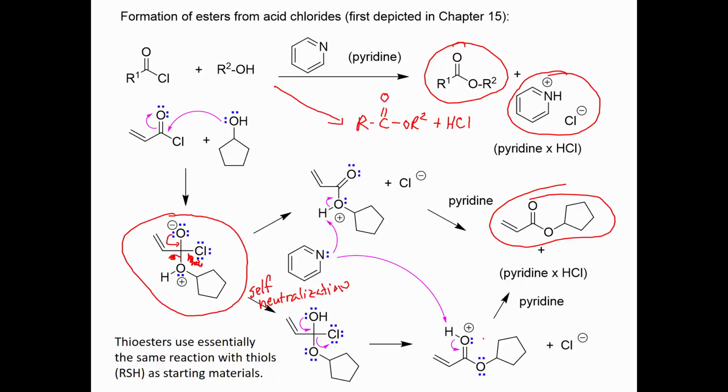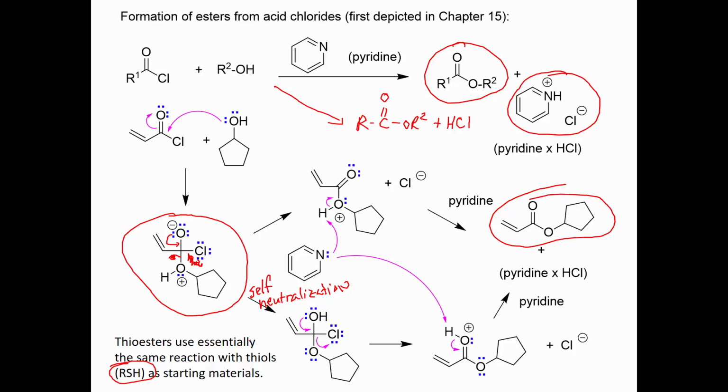All right. In the last step here, the pyridine is going to remove that proton, and you'll get the same products as you would have gotten by the other mechanism. All right, so if we want to make a thioester, we're just going to substitute a thiol for an alcohol, and this will work just fine, okay, if we do that.